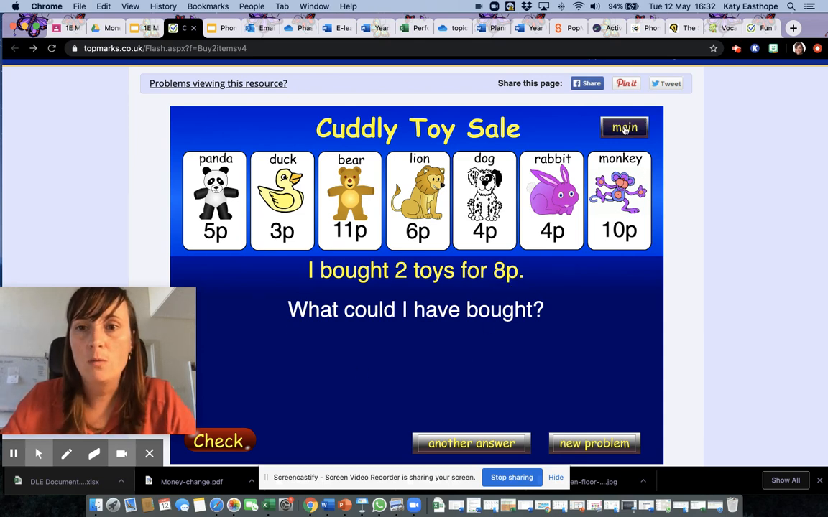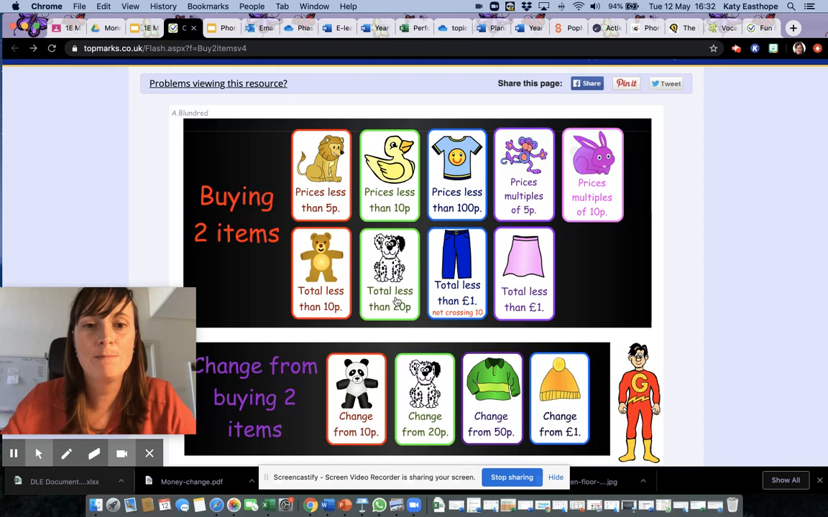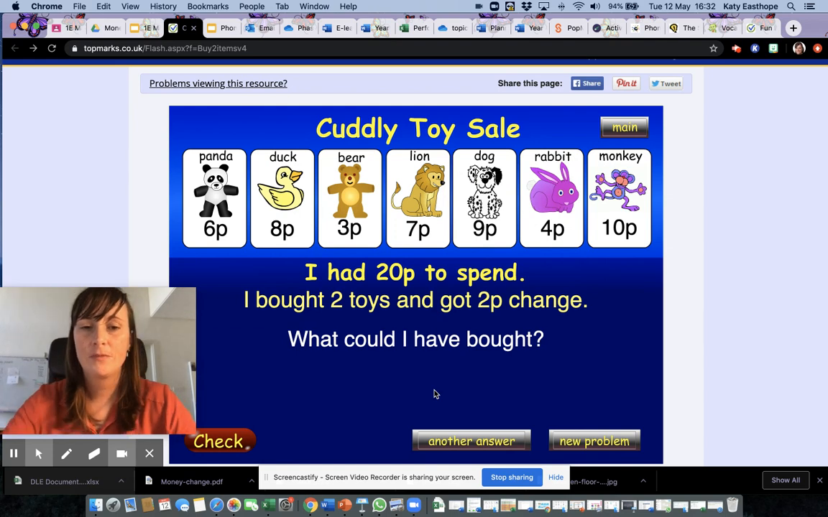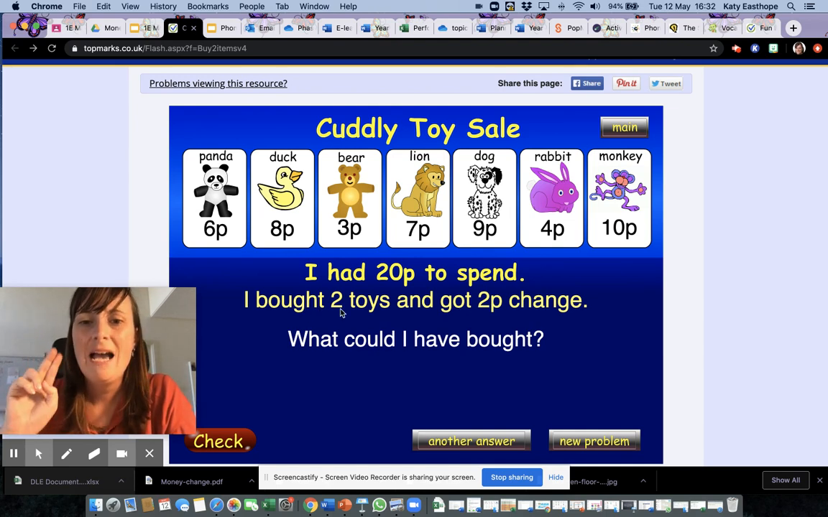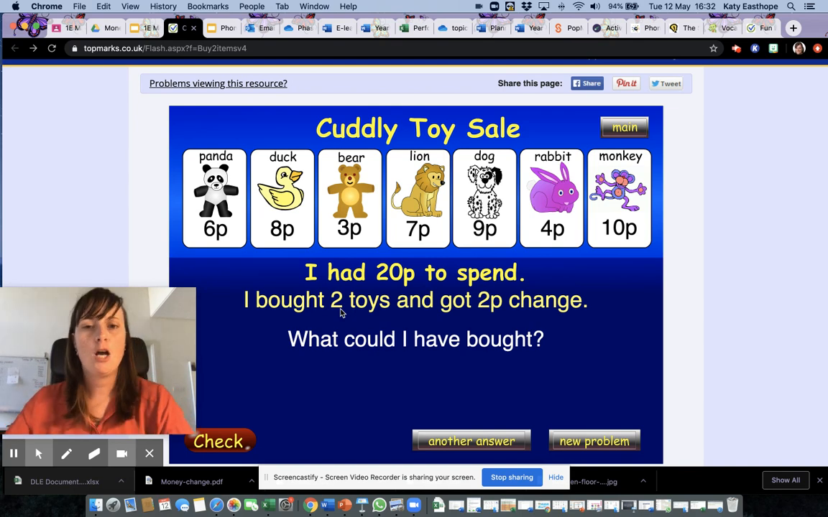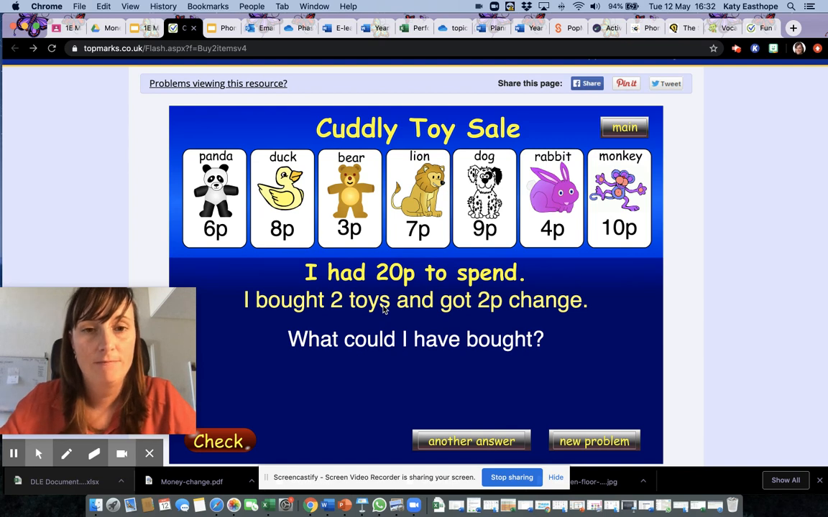Now, another way I can do this, so that was buying 2 items. I could also find the change from 20p. So I had 20p to spend. I bought 2 toys and I got 2p change. What could I have bought? Okay, so I had 20p, I got 2p change, so 20 take away 2. 20, 19, 18, right, I've spent 18p.